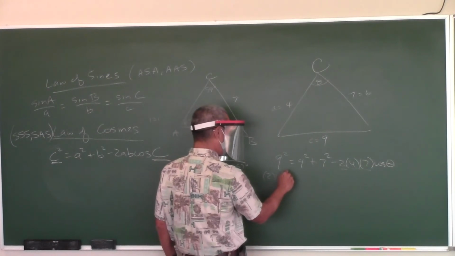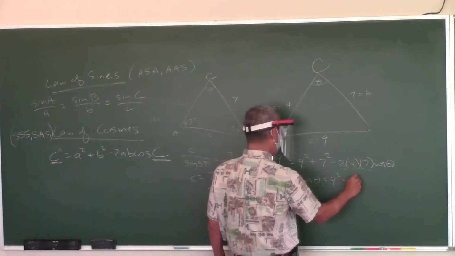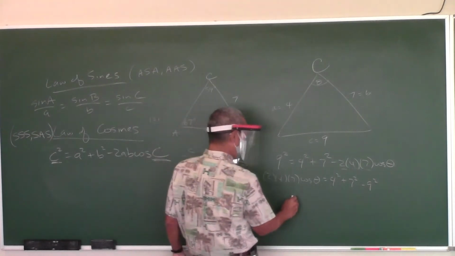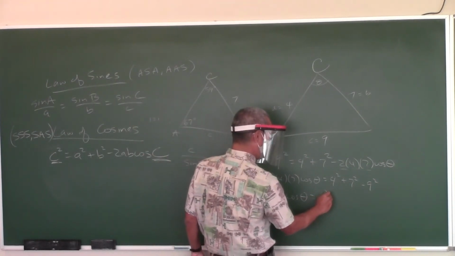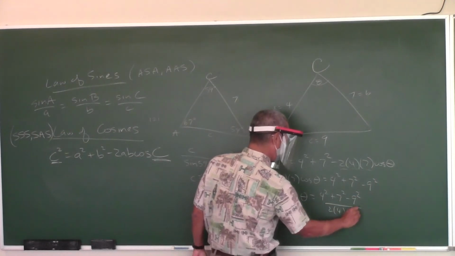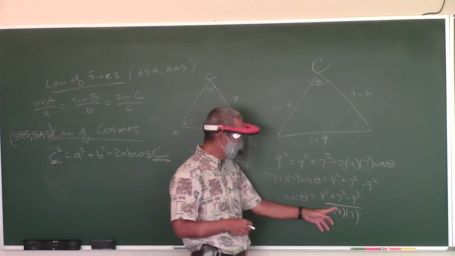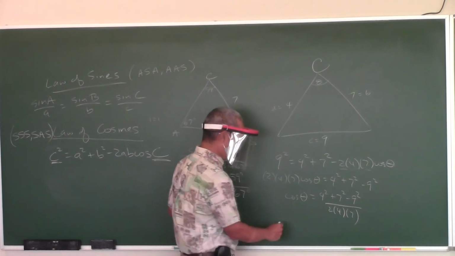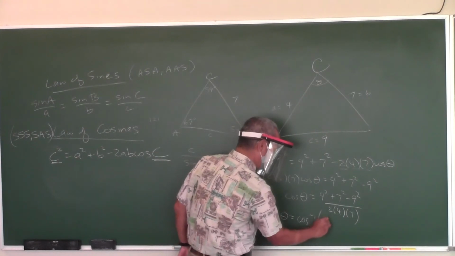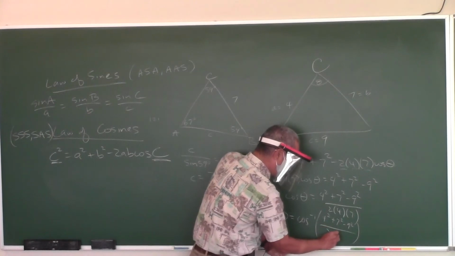2 times 4 times 7 cosine theta is equal to 4 squared plus 7 squared minus 9 squared. You don't have to do anything, just let your calculator do everything. So cosine theta is equal to 4 squared plus 7 squared minus 9 squared all over 2 times 4 times 7. So take out your calculator, and then how do you figure out this angle? So what is theta? Cosine inverse of 4 squared plus 7 squared minus 9 squared all over 2 times 4 times 7.